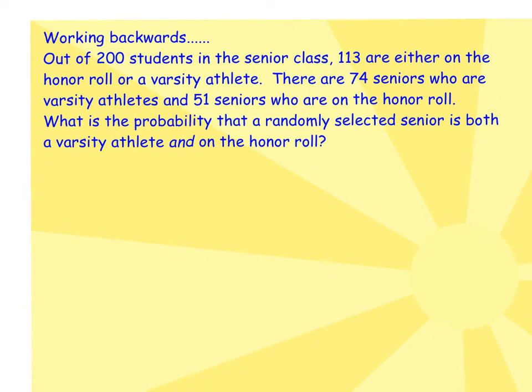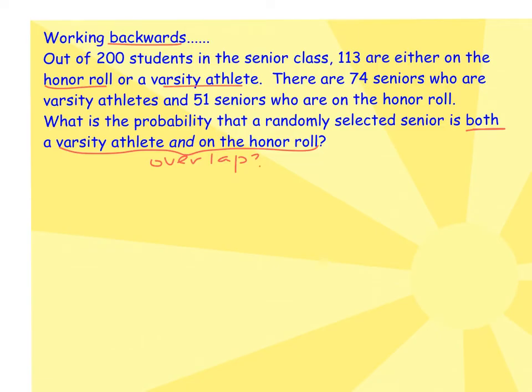Sometimes we might be asked to work backwards, and this is where knowing the definition is really going to be important. Out of 200 students in the senior class, 113 are either on the honor roll or they're a varsity athlete. There are 74 students who are varsity athletes and 51 who are on the honor roll. What is the probability that a randomly selected senior is both a varsity athlete and on the honor roll? So ultimately, this is the overlap part. We want to know how many students would be there and what's the probability of that happening.